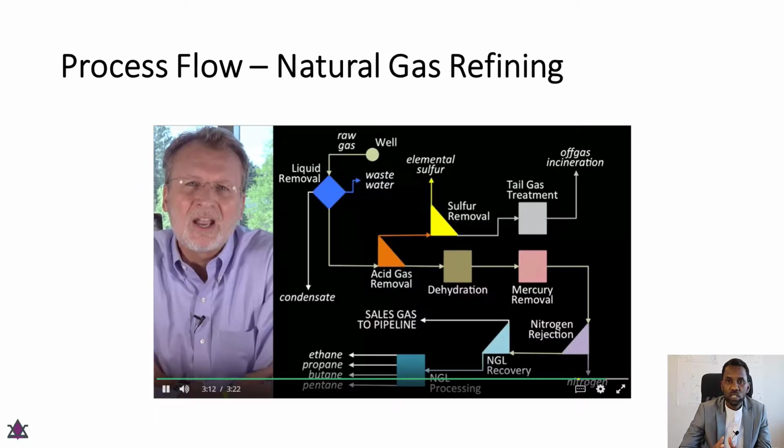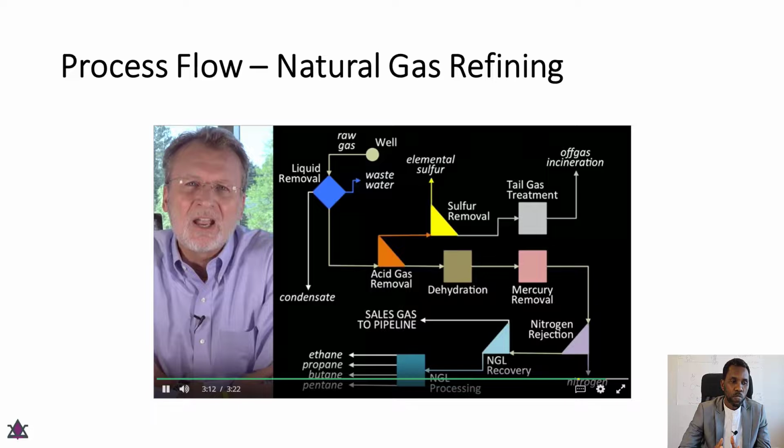So you see here a process flow for natural gas refining. From the first stage where the raw gas is gotten from the well, you see liquid removal, wastewater removal, then the fluid continues in the process to acid gas removal. So there is removal of various other elements, we can call them impurities because it's not what is needed from the raw gas. At the end of the process, after the natural gas processing, you see ethane, propane, butane, and pentane. So this is a typical example of a flow process for a natural gas refining process.